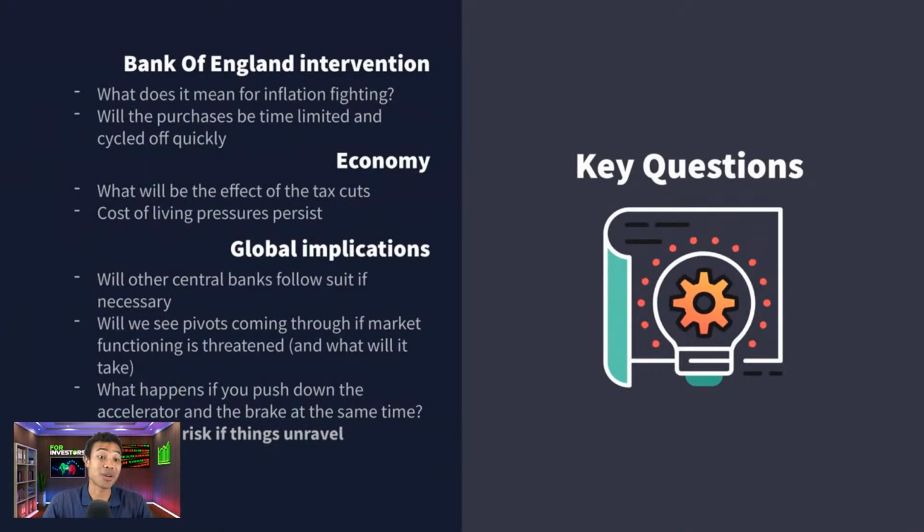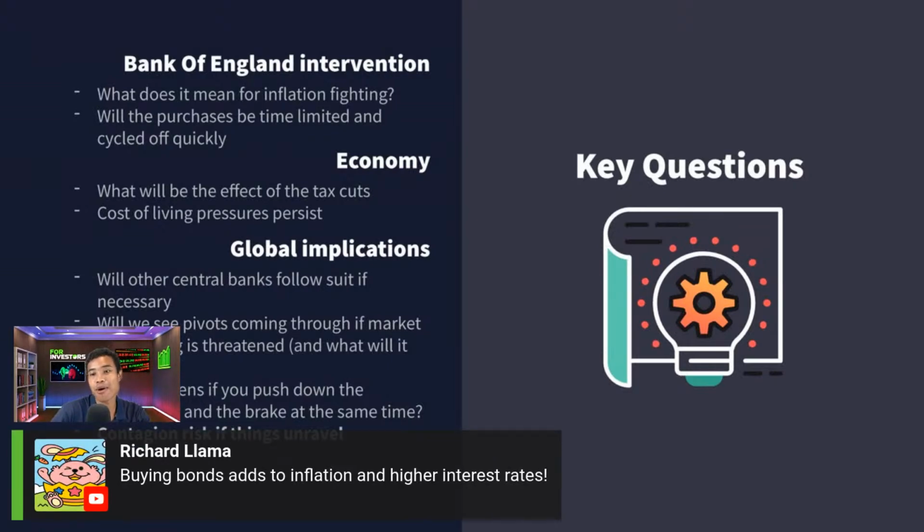All right. So what are the key questions here? I'm sure you're like, okay, there's a lot of questions here. What actually happens now? The Bank of England intervention. What does this mean for the inflation fighting? Because we've got the central banks trying to fight inflation, trying to raise interest rates to quell inflation. And then, as Richard says here, buying bonds adds to inflation. And ultimately, the flow and effect of that is if you can't get inflation down in the short term, well, then potentially higher interest rates. So that is probably the first question that a lot of people are wondering.